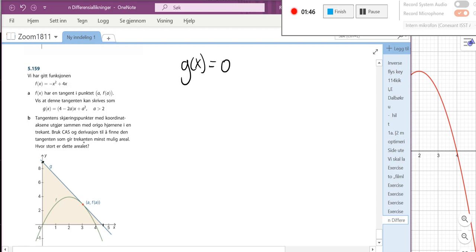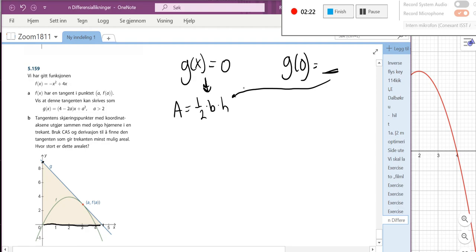This is the zero point of the tangent line, so I have to set it equal to 0. And to find the y-coordinate of the intersection here, I have to calculate g of 0. When x is 0, I need to find the function value of the tangent line, which gives me the y-coordinate. The x-coordinate of the zero point will be the baseline. If the x-coordinate is 4.5, then the baseline is 4.5. And remember that the area of a triangle is 1/2 times the baseline times the height. The height will be this y-coordinate here.